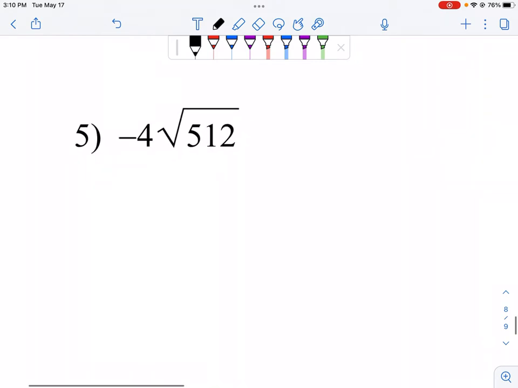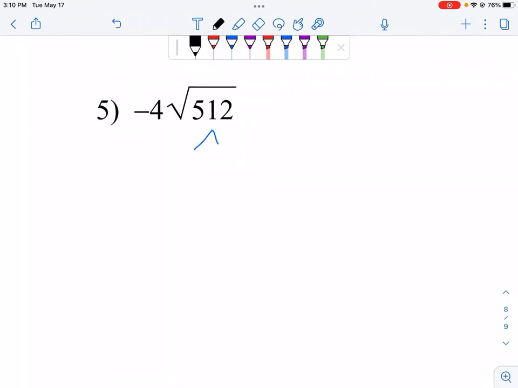Okay, I'm going to break down 512. This negative 4 is like waiting on the outside to multiply with whatever else comes on the outside. So let's see. If I break down 512, I can break it down using 2. And we get 256. I'm going to break down 256 using 2. And get 128. We'll break down 128 using 2 and get 64.